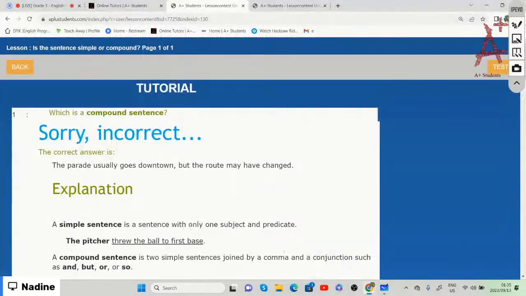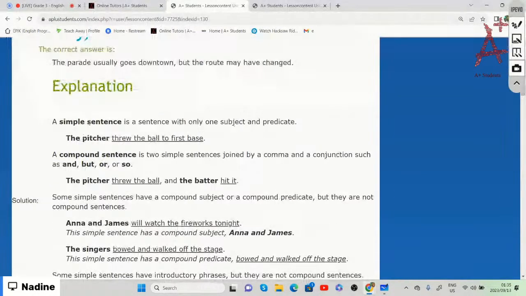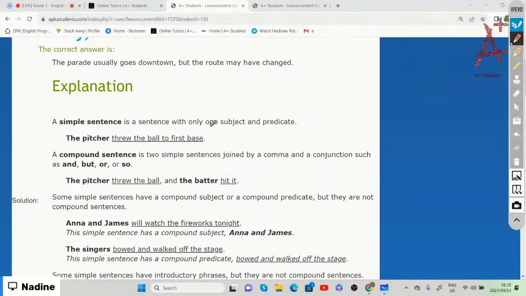All right, so back to our tutorial page. We see the simple sentence is a sentence that has only one subject and a predicate. If we look at an example of a simple sentence with only one subject and a predicate: The pitcher threw the ball to the first base.